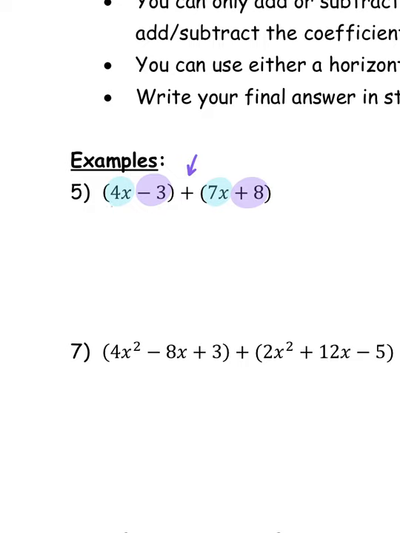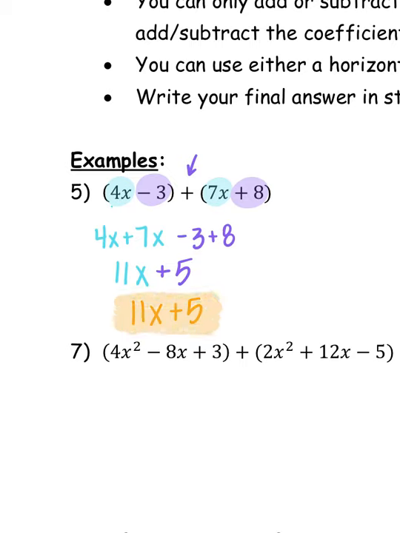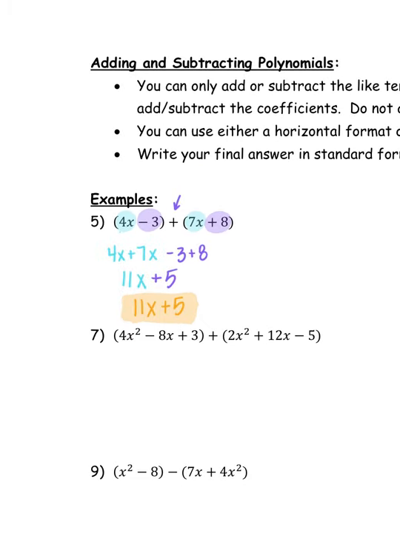We're just adding 4x plus 7x, so that's going to be added together. And then negative 3 plus 8 is going to be added together. So I get 11x plus 5. And in standard form, just in case we need to rewrite it, it would be 11x plus 5. That will be the answer. So again, I can't combine those two terms because they're not like terms. So that's the end of that.